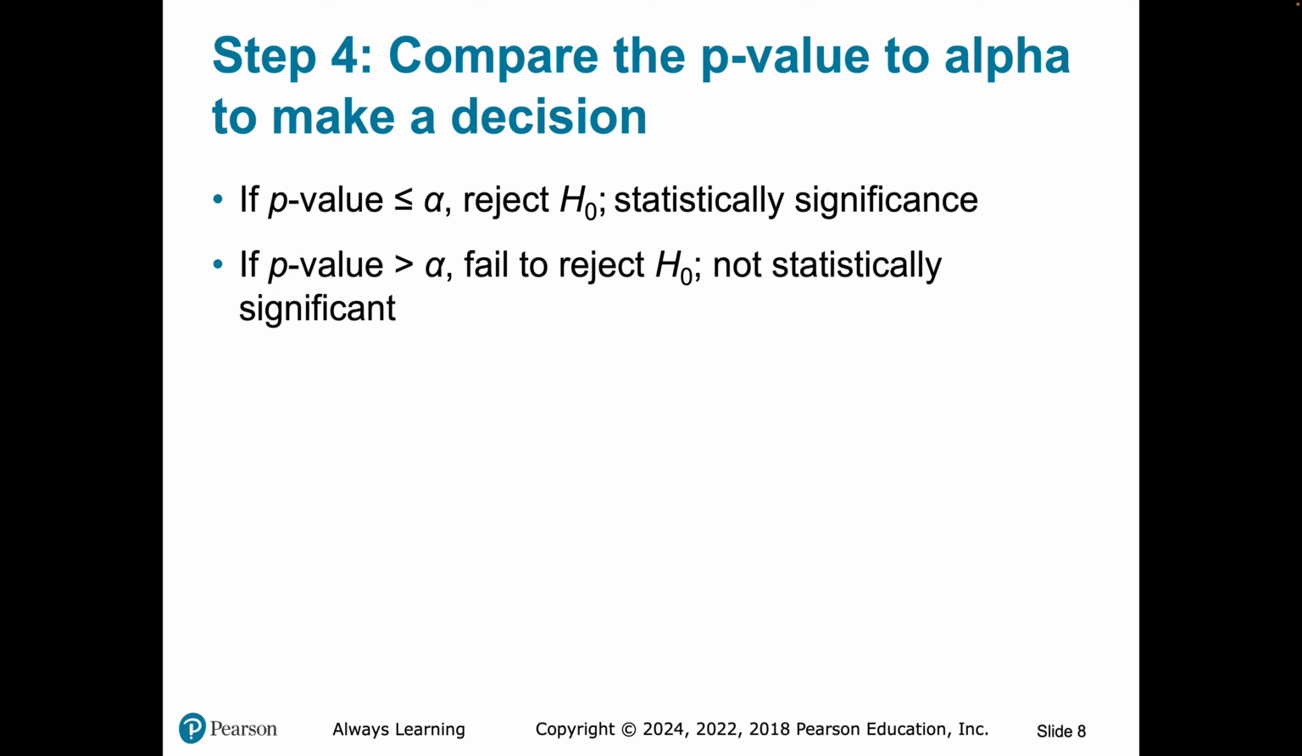So step 4, we compare the p-value to our alpha. If our p-value is less than or equal to alpha, we reject H sub 0. So we have statistical significance, or our test is statistically significant. If our p-value is greater than alpha, then we fail to reject the null, and we have a test that is not statistically significant.